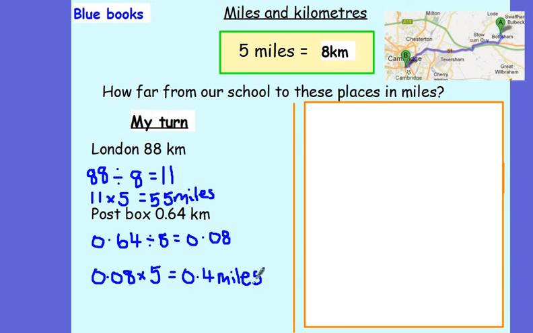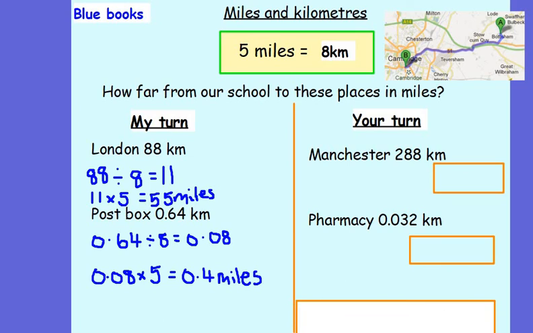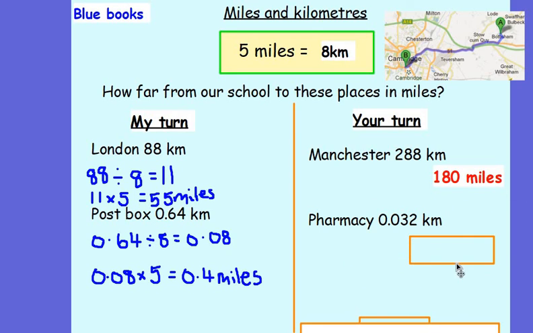Over to you, Year 7. In your dark blue books, please pause the video for a couple of minutes and work out how far away Manchester is and how far away the local pharmacy is in miles for me. Pause the video and complete that now. And these are the answers I was looking for: 180 miles and 0.02 miles.